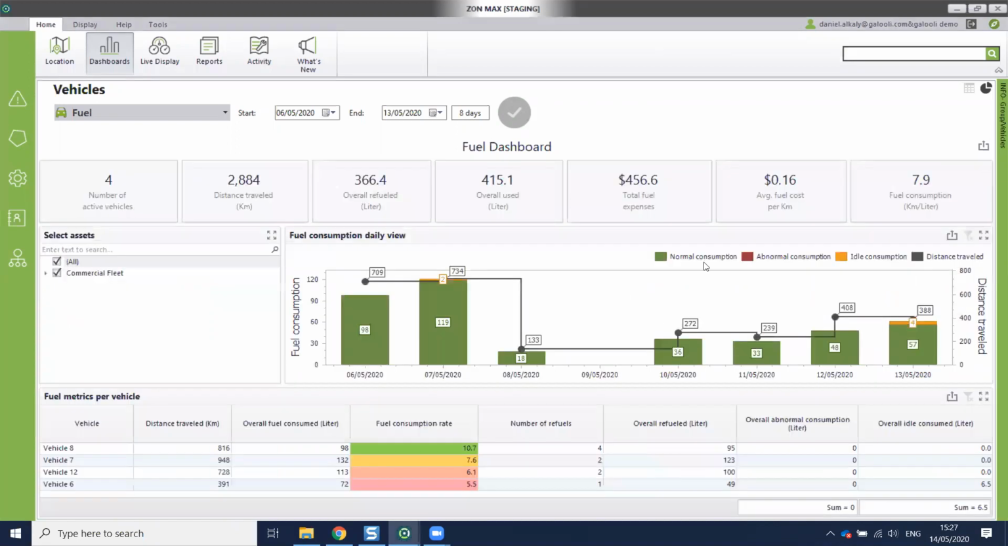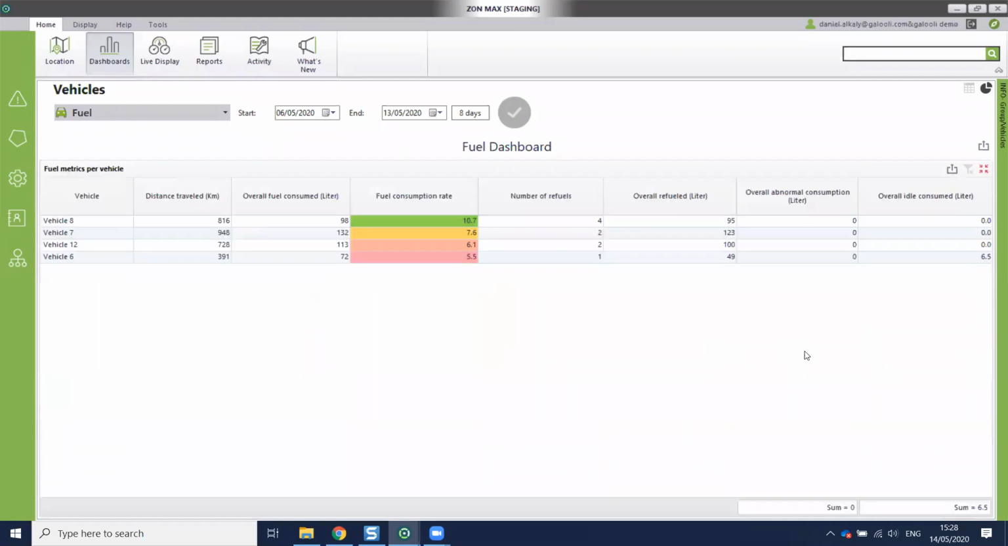Okay, and of course, as I mentioned before, every one of these days, I can click and then view the information at the bottom. So what is the bottom information? The bottom information provides for me specific information per vehicle. Again, we see the distance traveled, the overall fuel consumption, and the fuel consumption rate, and we're color coding it in order to provide a little bit of a level of warning that the fuel consumption may not seem to be correct.